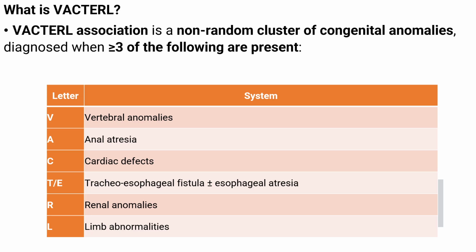VACTERL association, also referred to as VACTERL, represents a constellation of congenital anomalies affecting multiple organ systems, including the vertebrae, anus, heart, trachea, esophagus, kidneys, and limbs. Individuals with this condition typically present with at least 3 of these characteristic features. In some cases, VACTERL is associated with hydrocephalus, referred to as VACTERL-H, and these cases may follow X-linked or autosomal recessive inheritance patterns, highlighting the importance of genetic evaluation and family counseling.